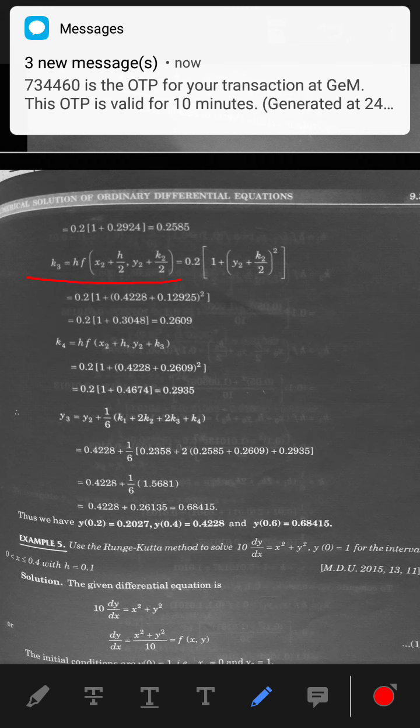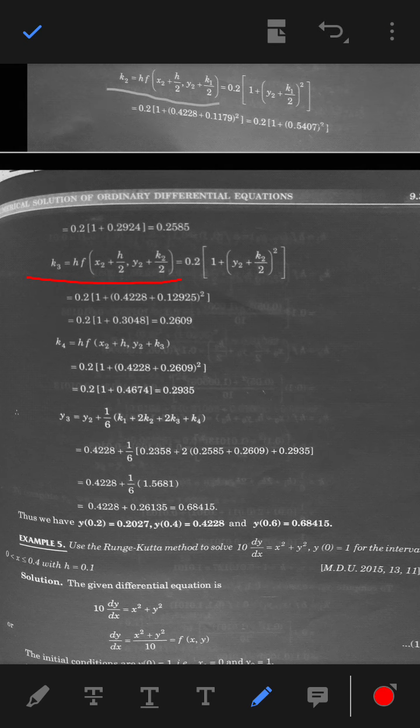Now the value of k3 will be h into f of x2 plus h by 2, y2 plus k2 by 2. That is 0.21 plus y2 plus k2 by 2 square, and this is simply k4 and y3. In this way we can find the value here.